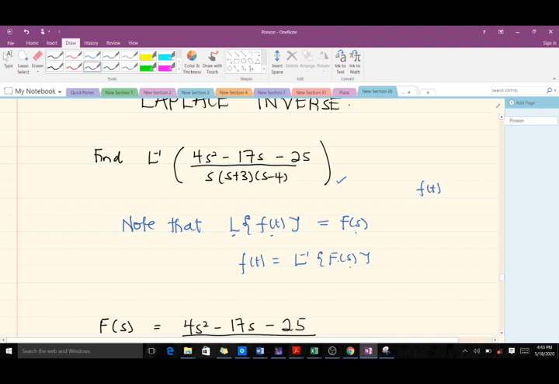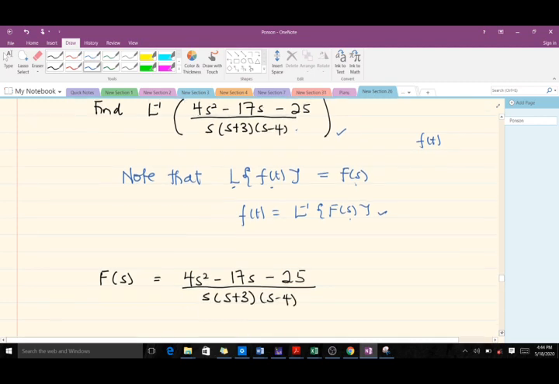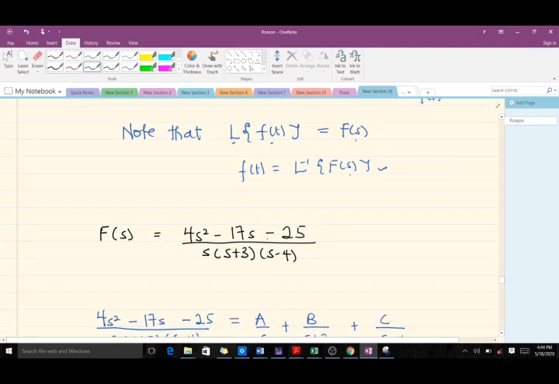So you can see that in this question we have F of s here. We are supposed to find our f of t. We are finding the Laplace inverse of F of s. That's what the question says. So that means we can write our F of s as we can see here from the question.